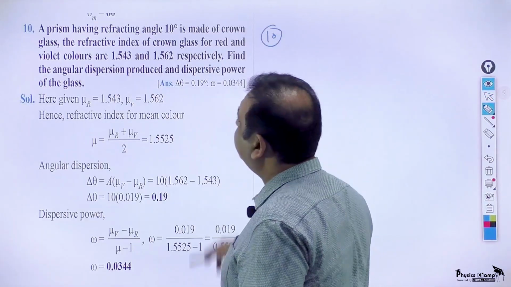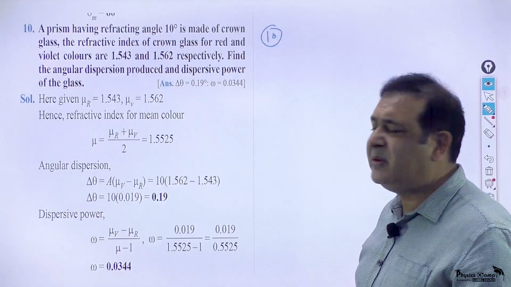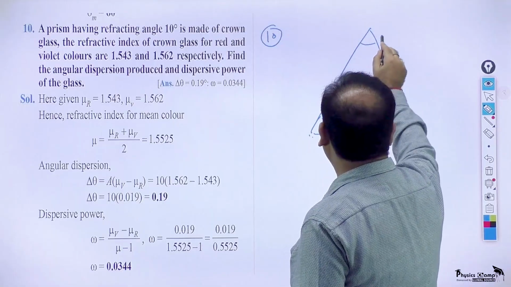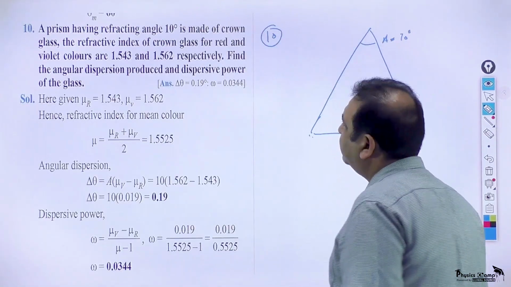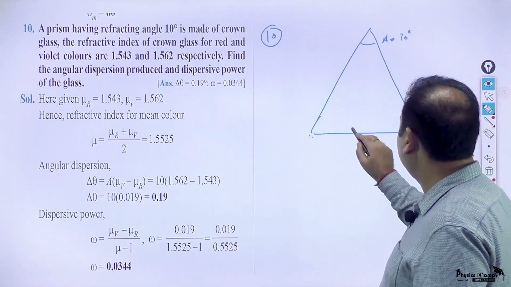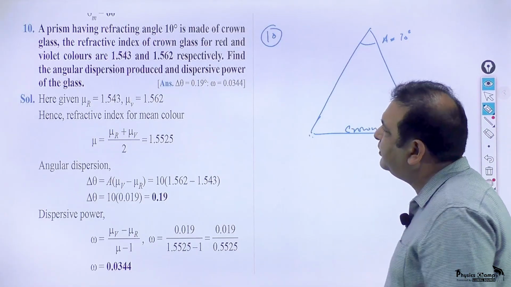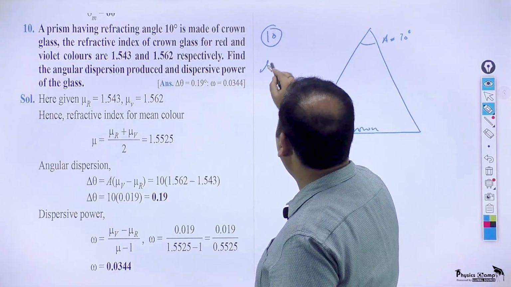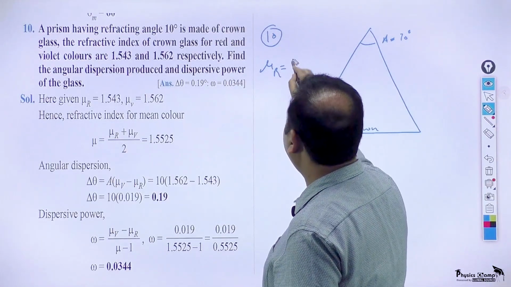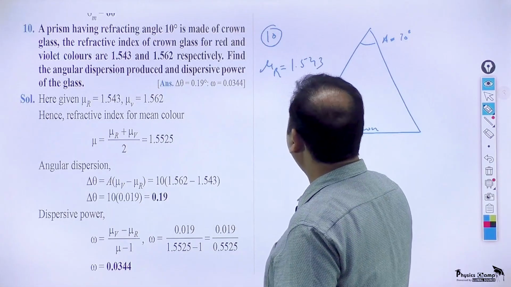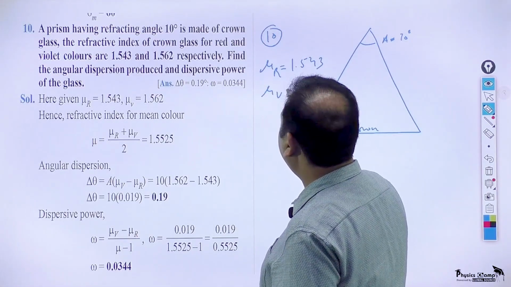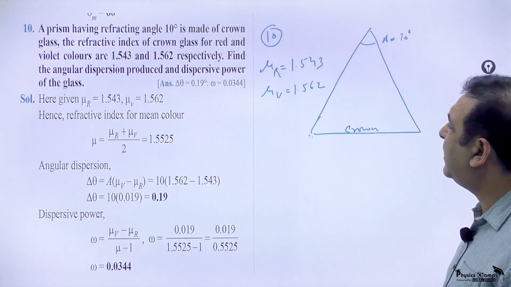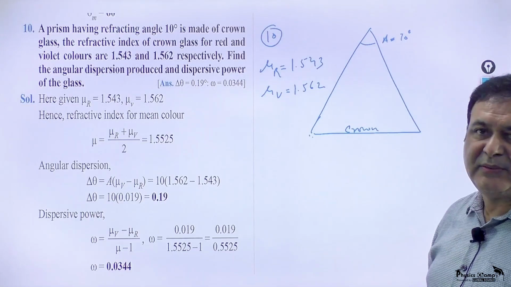Example number 10 talks about a prism with a refracting angle of 10 degrees, made up of crown glass. For red color the refractive index of this prism is 1.543, and for violet color the refractive index is 1.562. Find the angular dispersion and dispersive power of the glass.